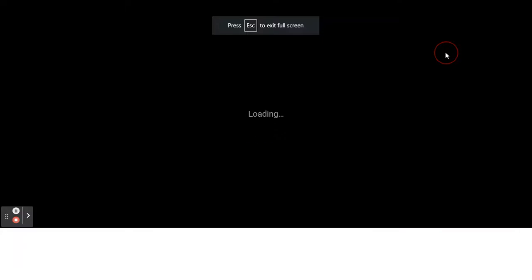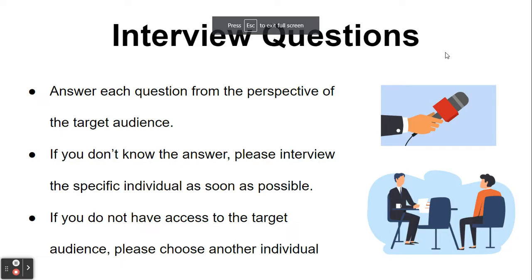For the second part of page 1, you're going to be completing some interview questions. Answer each question from the perspective of the target audience. The target audience is the person you're designing a mug for. Again, it can be a family member, friend, or influential adult in your life. It's up to you. The person does not have to be in this room with you in class. The person has to be someone that you know a lot about because you have to be able to answer the questions from their perspective.